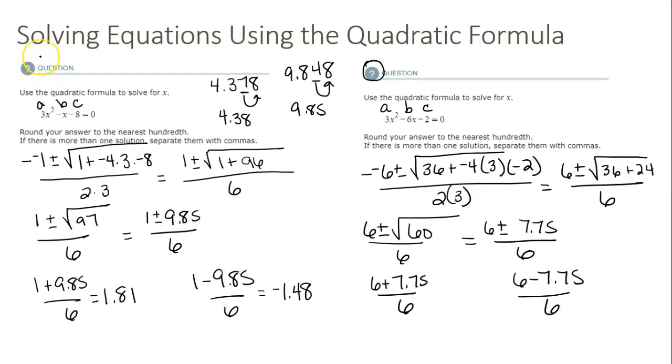6 plus 7.75 is 13.75. Divided by 6 gives me, if I round correctly, 2.29. Then we do 6 minus 7.75 and hit enter. That gives me negative 1.75. Divided by 6 gives me negative 0.29.